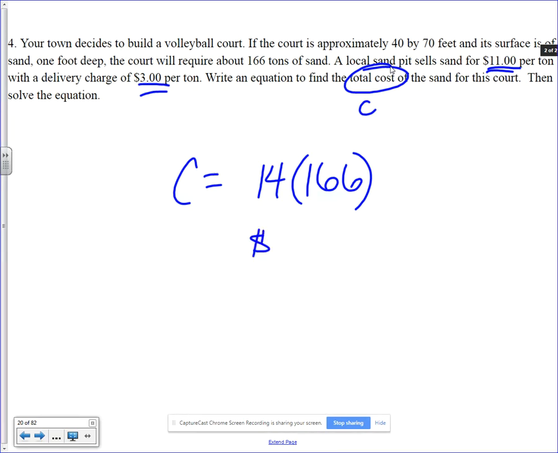How much are we going to pay for the sand for this volleyball court? That's a lot of money. Well, you got to figure you're not going to put some junky sand on a volleyball court because you're diving around all over it, right? You want some nice soft sand?